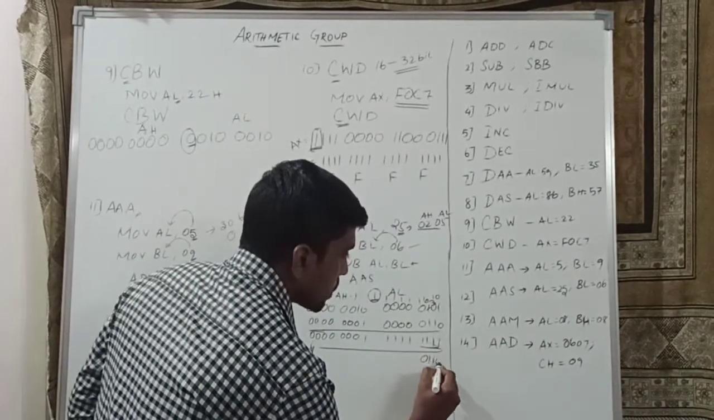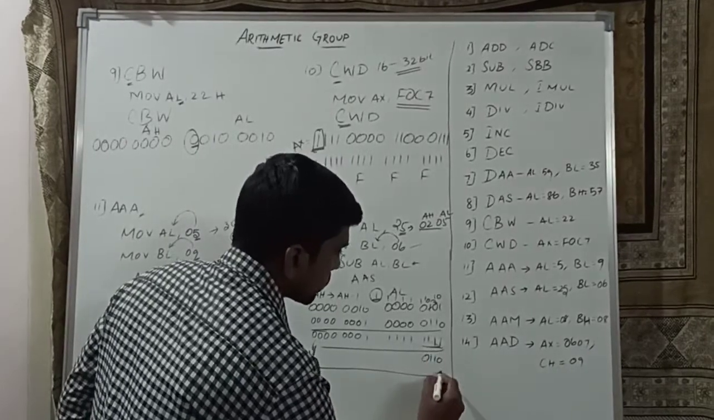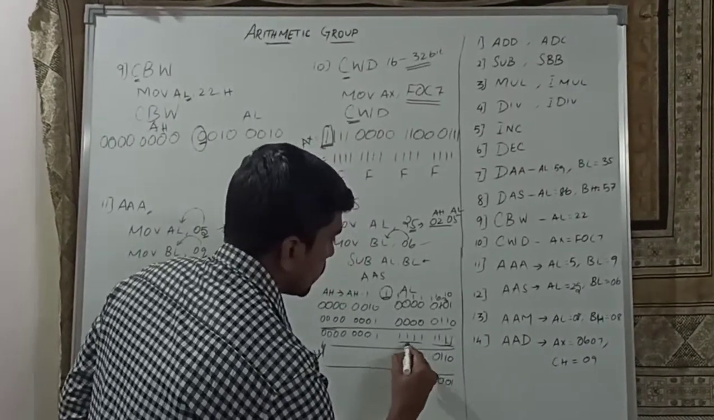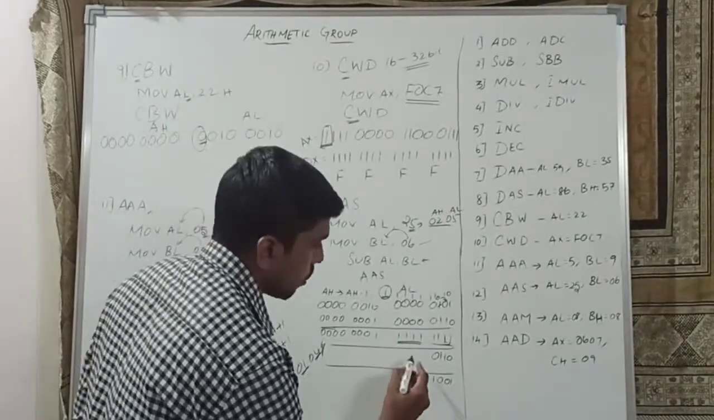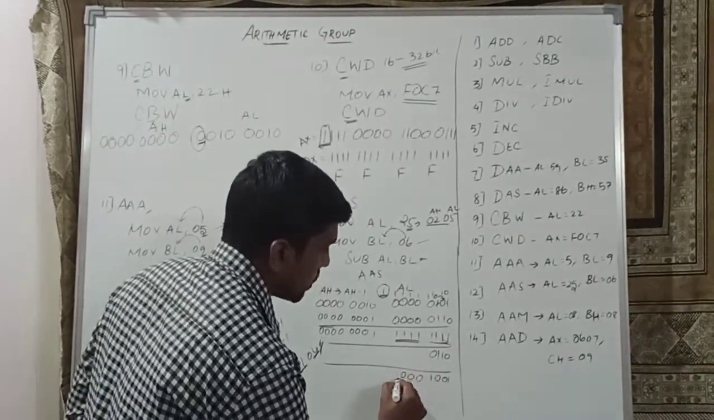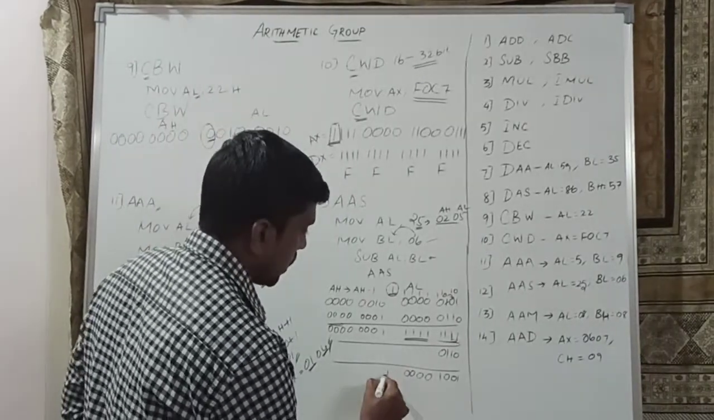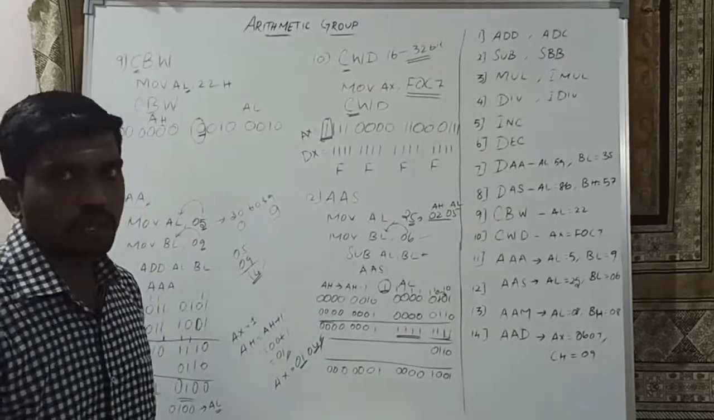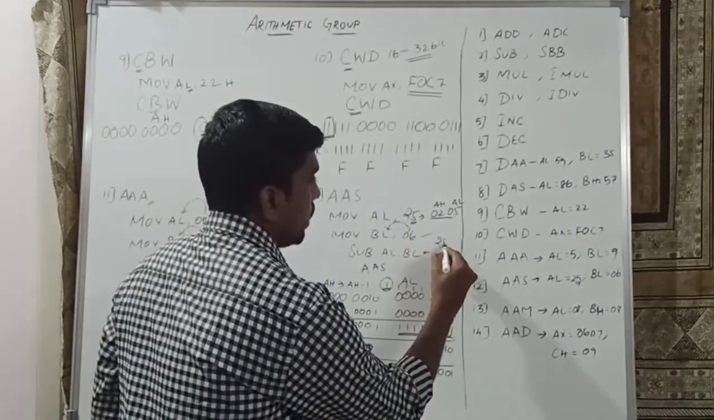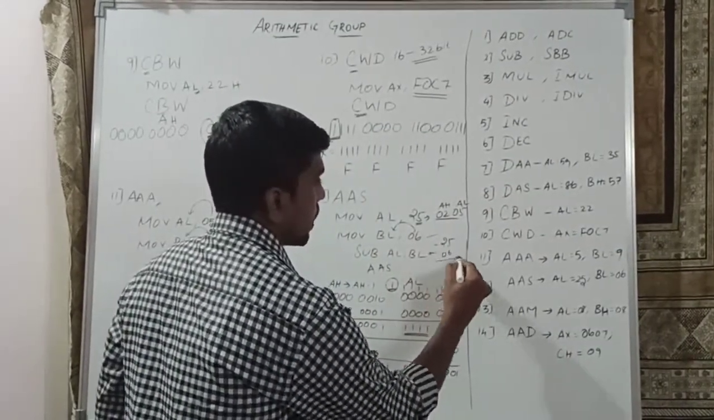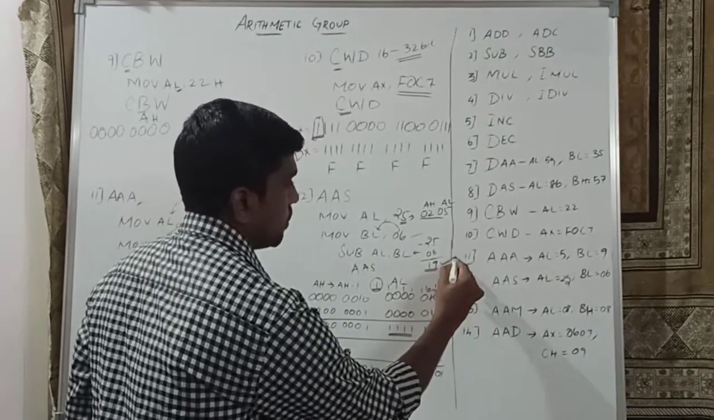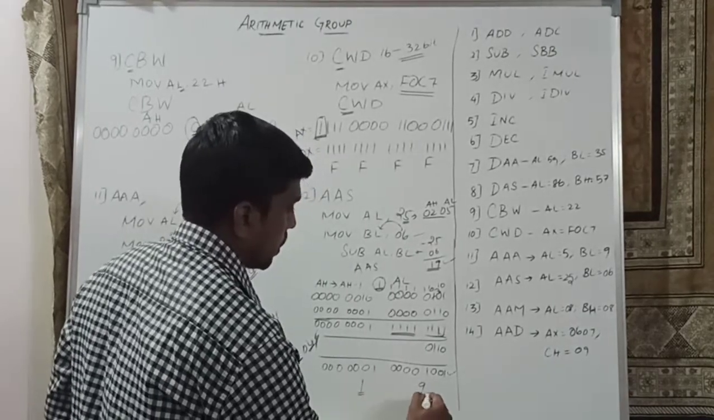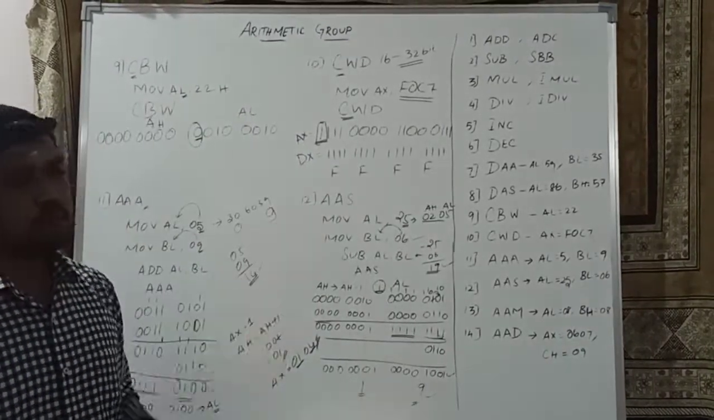This is subtracted by 6, giving 1001. These 4 bits you mask. After masking, all the values are 0. This is the AH value. 25 minus 6, you get the result 19. Here also you get the result 19. This is the function of AAS.